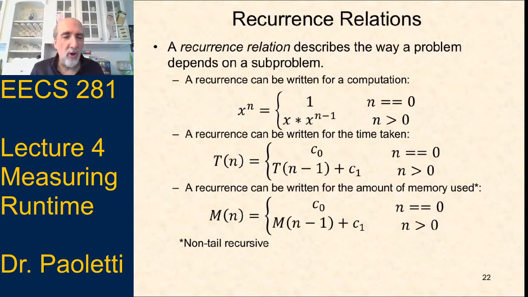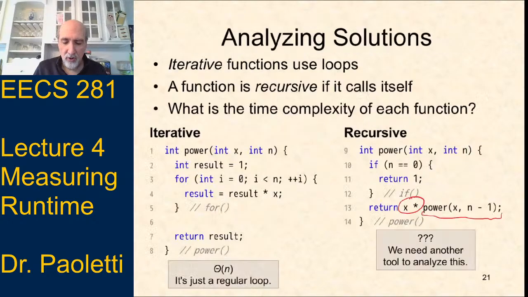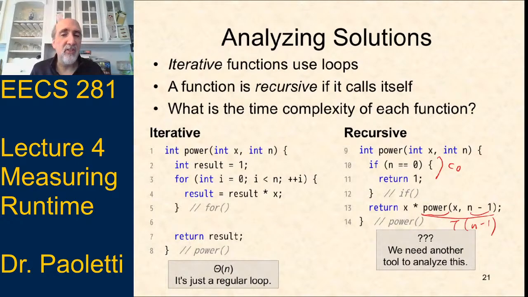Now let's go back to the code. Let's identify C0 and C1. So this right here, calling the power with n minus 1, that's the t of n minus 1. That's the recursive call when n is greater than 0. When n is 0, where's the C0? Oh, C0 would be things like that. Lines 10 and 11 is C0. That's the base case. When n is 0, we have to check if n is 0, and we have to return something. So that's C0.